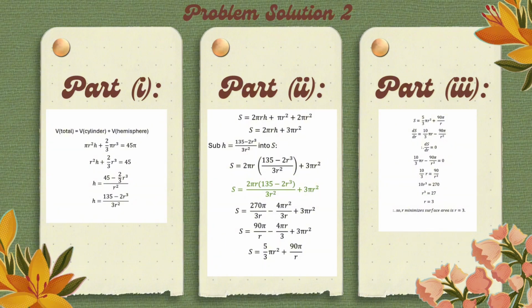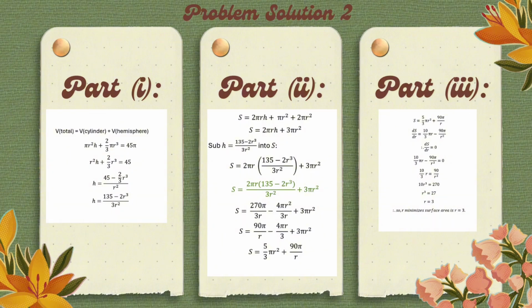The second part is to derive the total surface area. The total surface area consists of the curved surface area of the cylinder, 2 pi r h. Second, the base area of the cylinder, pi r^2. Third, the surface area of the hemisphere, 2 pi r^2. Adding these together gives surface area equal to 2 pi r h plus pi r^2 plus 2 pi r^2. Simplified, surface area equal to 2 pi r h plus 3 pi r^2.